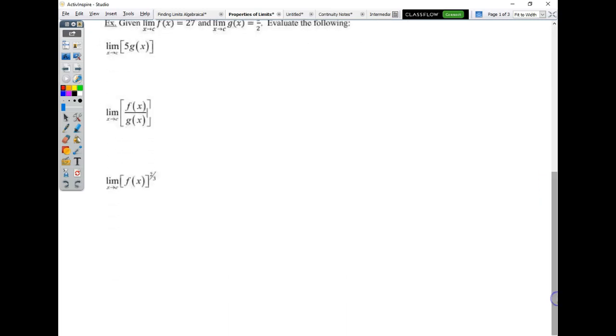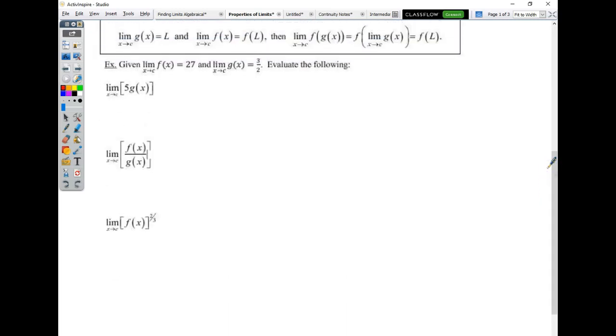All right, let's look at a couple of these, because that's a whole bunch of words, and let's look at the actual math. So given that the limit as x approaches c of f of x is 27, and the limit as x approaches c of g of x is 3/2, we want to evaluate these three limits. And those look gross and terrible and horrible. But watch how beautiful this is. This is a constant, isn't it? So one of the limit rules says, hey, you know what we can do with that constant? We can factor it out.